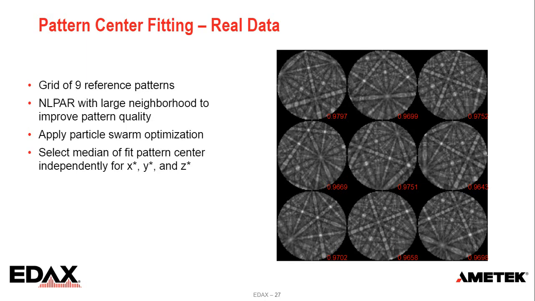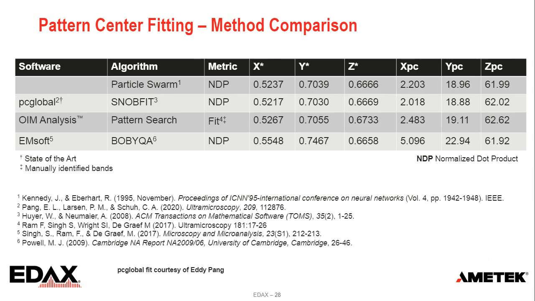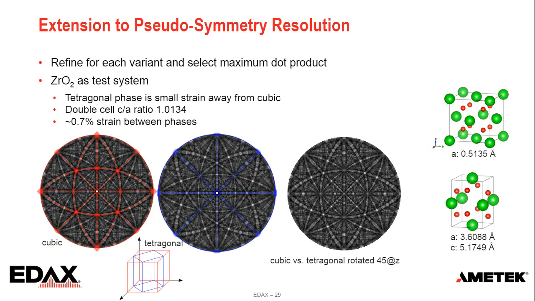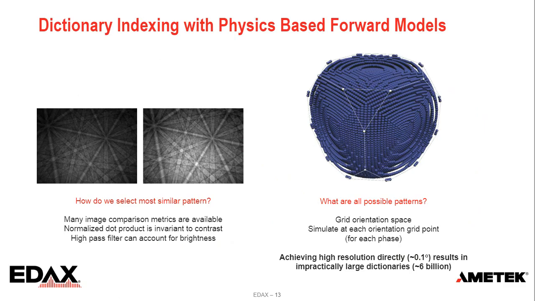So the answer is that as you add more phases, let me see if I have a good slide for this. As you add more phases, it's essentially identical to adding more variants, or they're indistinguishable. So if you look at this grid, for lack of a better figure available, this is the grid of orientations. But when you generate your dictionary, I guess I'll pull this one up.